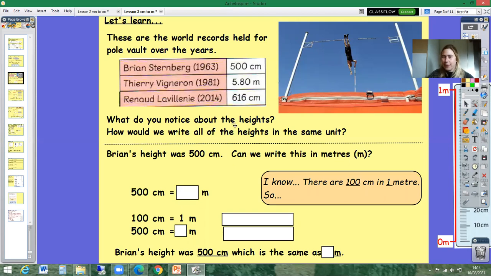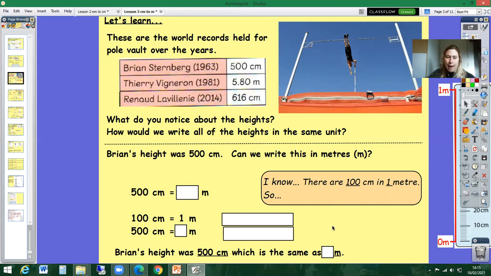Now, what do you notice about the heights? Can you pause the video and say what you notice about the heights? Okay, hopefully you've noticed that some of them are recorded in centimeters and some of them are recorded in meters. So we've got a mix of units of length at the moment. Now, I want to know, how would we write all of these heights in the same unit? So that's what we're going to explore next.